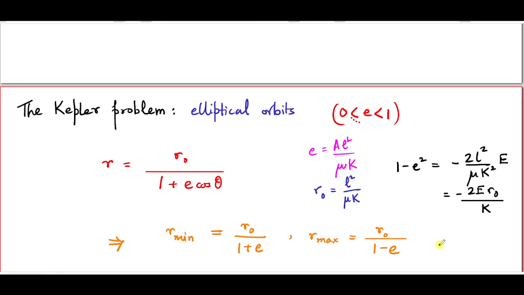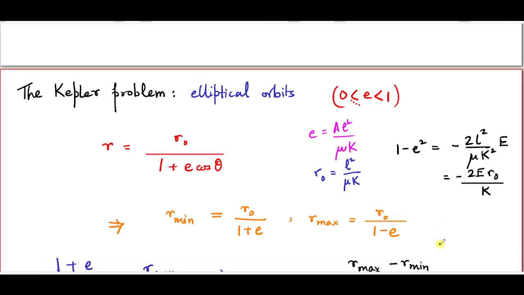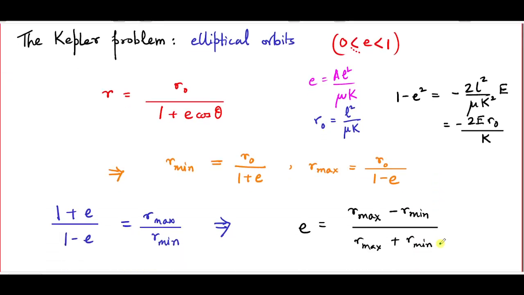Now it's easy to see from here that the ratio of r_max to r_min is simply 1 plus e by 1 minus e, and therefore e has a form which should be familiar from previous lectures where we had directly carried out the quadrature to figure out the equation for the ellipse. e works out to be r_max minus r_min over r_max plus r_min. So if you know r_max and r_min, you can actually calculate the ellipticity of the orbit from there pretty easily.